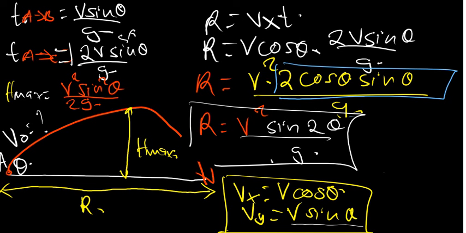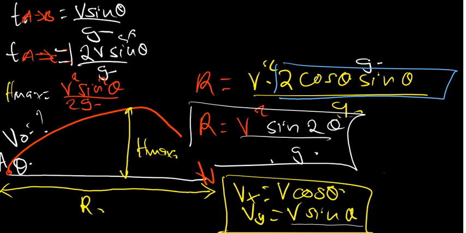Okay, so now let's put this formula here on top. So we have the range, which is V squared sine 2 theta over G.